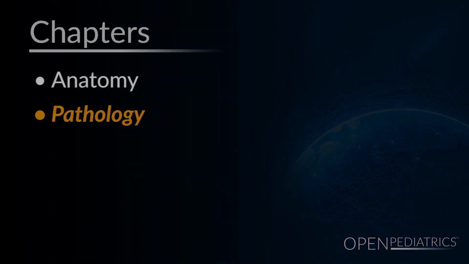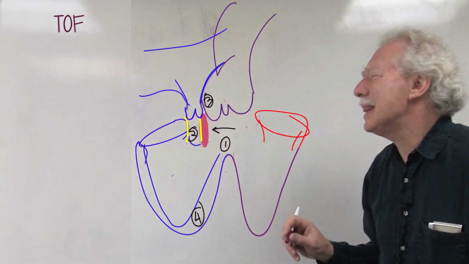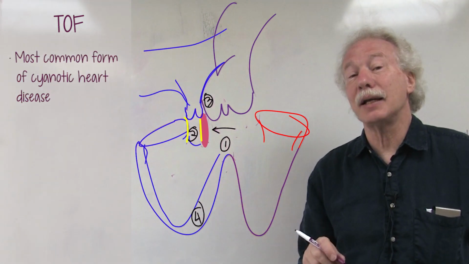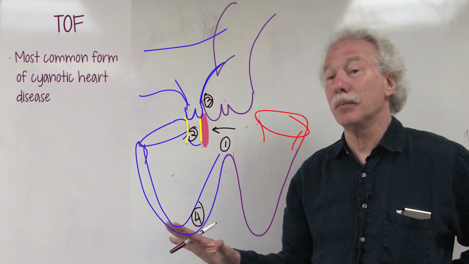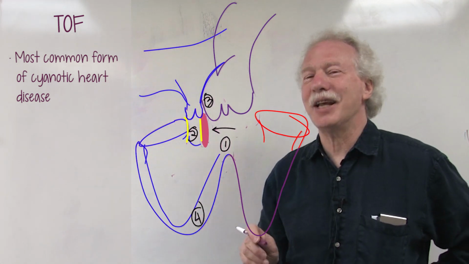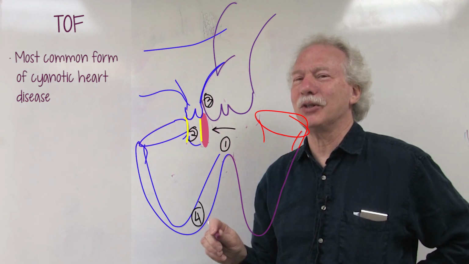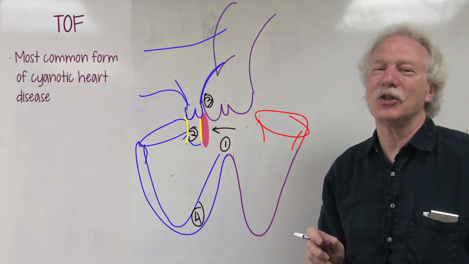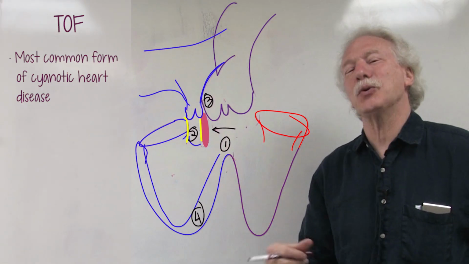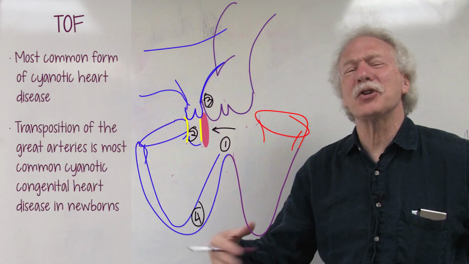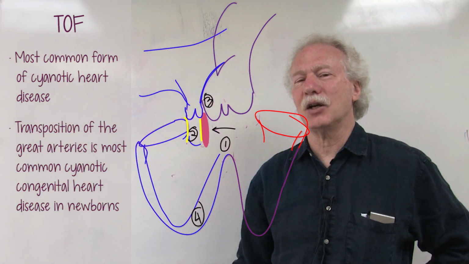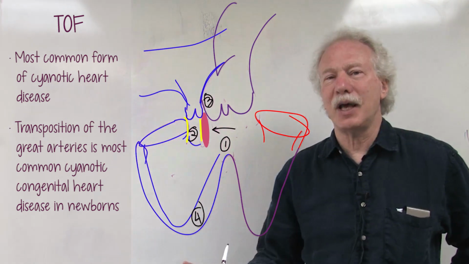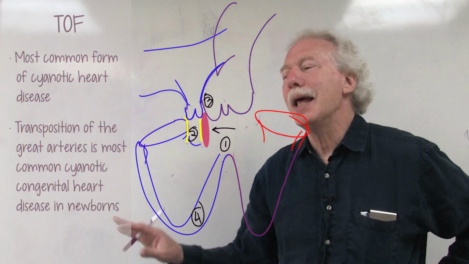Pathology. Now, tetralogy is the most common form of cyanotic congenital heart disease that we see. There's a little distinction. It's not the most common form of cyanotic congenital heart disease that we see in newborns because not all kids with tetralogy present with cyanosis. And so transposition of the great arteries is the most common form of cyanotic congenital heart disease that presents in the newborn period, but tetralogy is the most common form of cyanotic congenital heart disease, period.